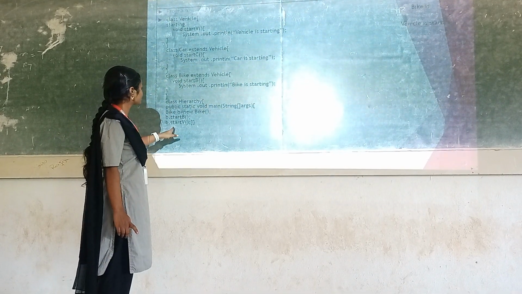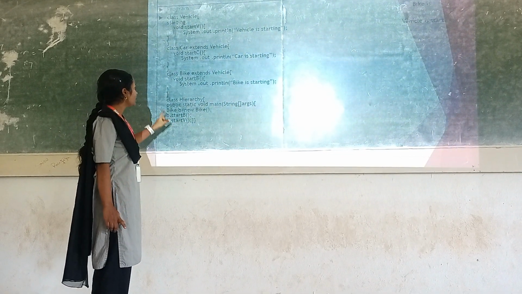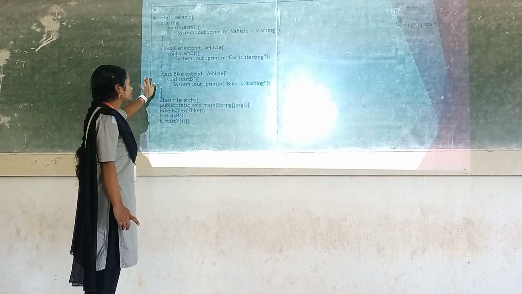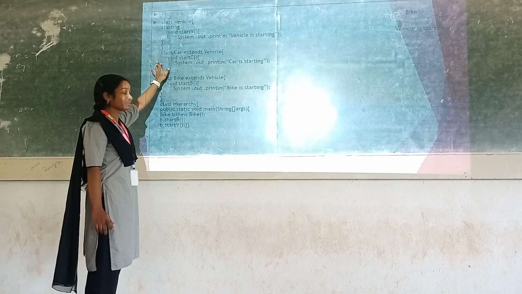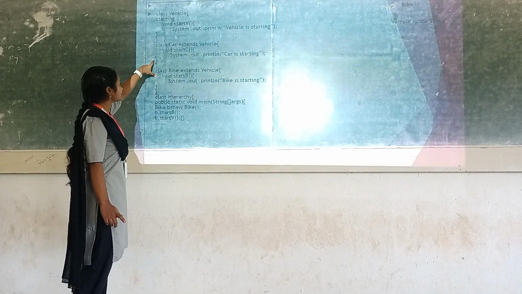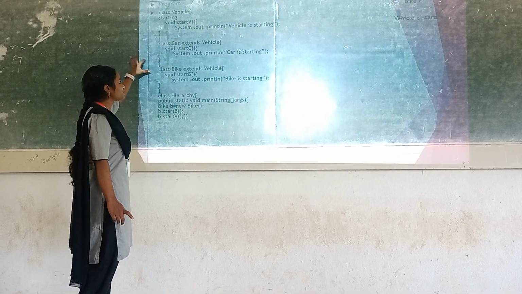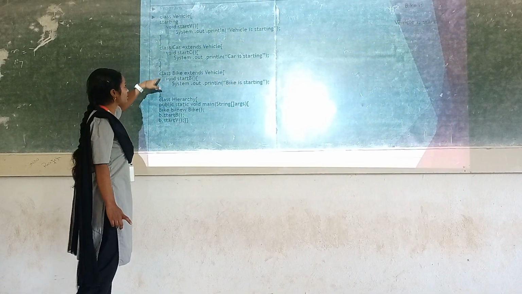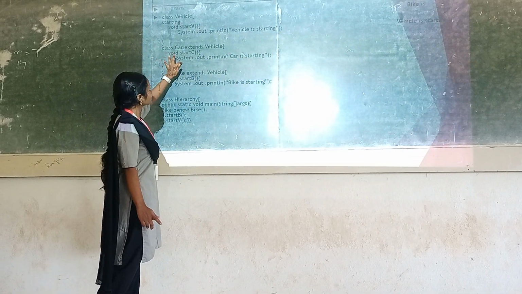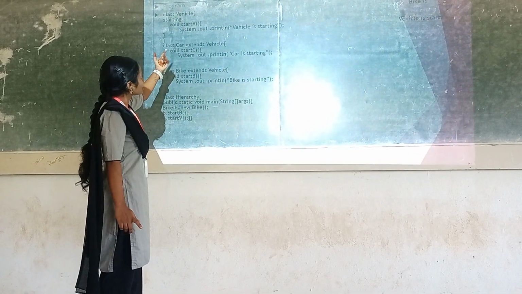Here I have created an object for the bike class, B dot start B, but the object of this class can't access the methods of the car. Why? Because these are sibling children. There is no parent-child relationship between car and bike. So to access the car method, we have to create another object. That object can access the car class and also the vehicle class.